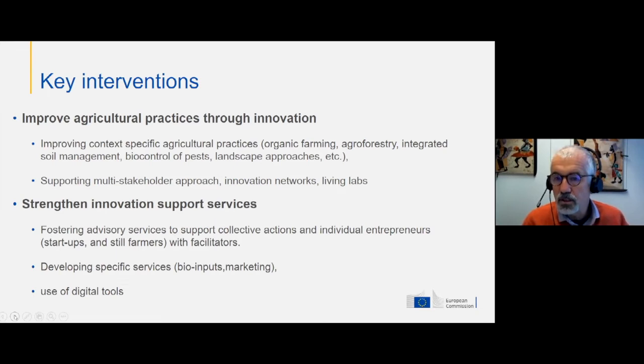This is the new form, the living lab. This is what we saw yesterday. It's the agroecology approach. It's the same idea, the same kind of intervention, but really focusing on intervention and on scaling interventions and not just having experimentations.